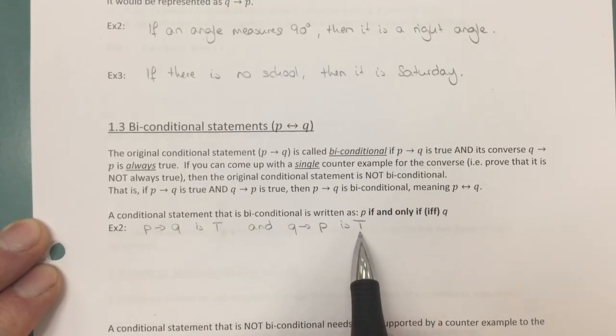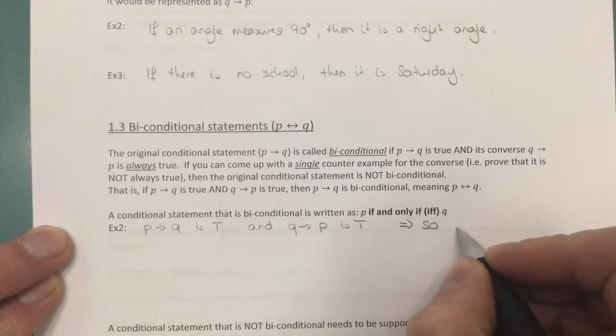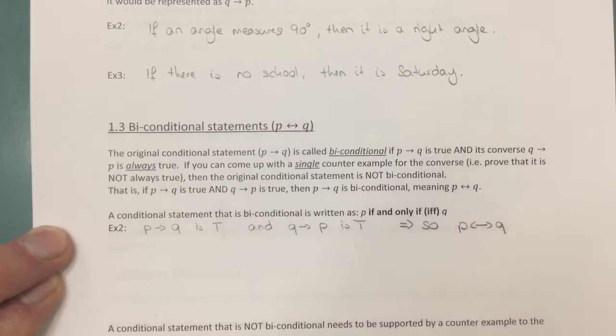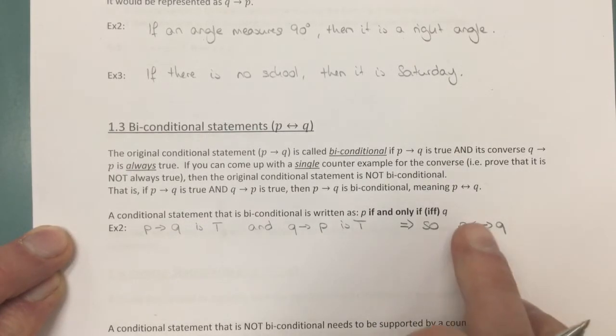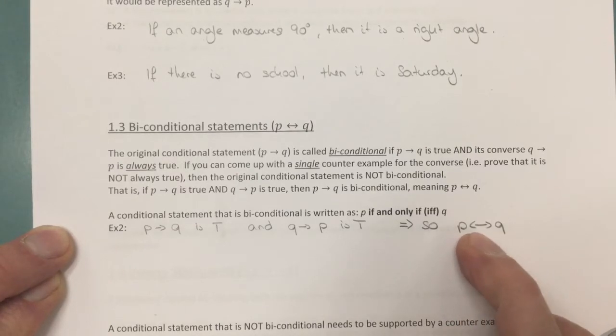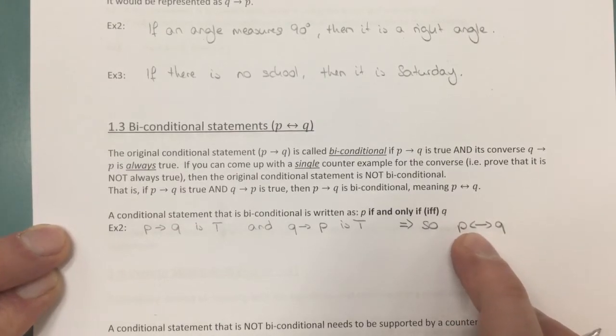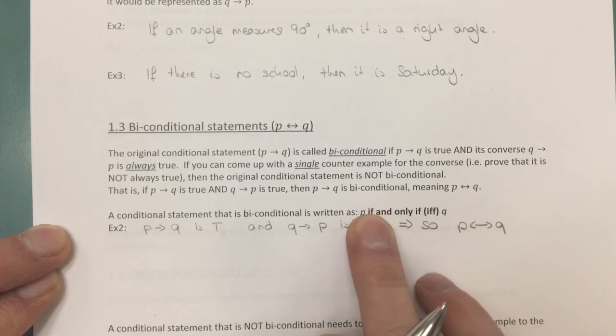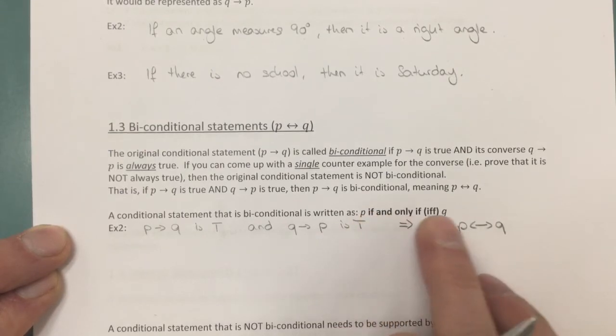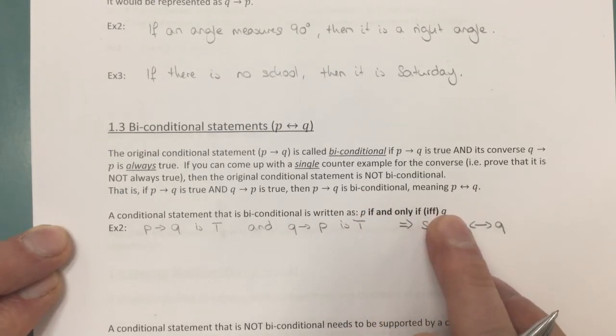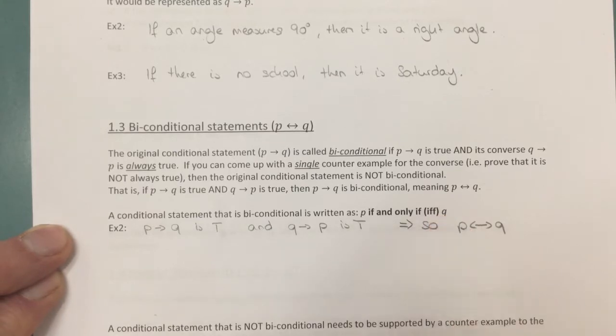And if that is the case, then what we have is a biconditional statement. And if we have a biconditional statement, then we can write that statement as P if and only if Q. And so it would look like this.